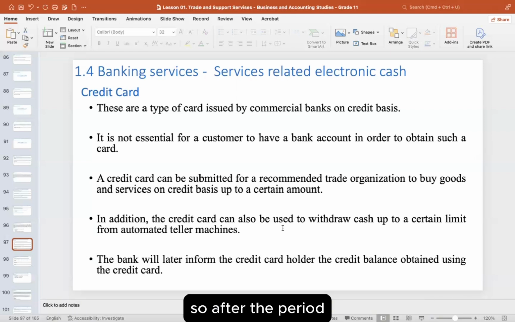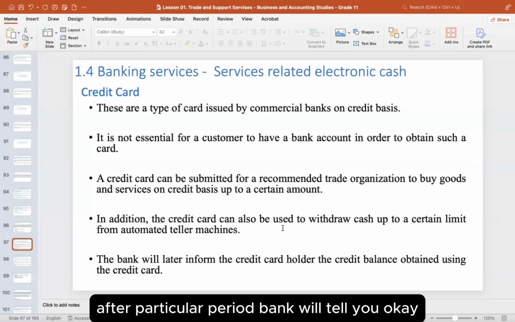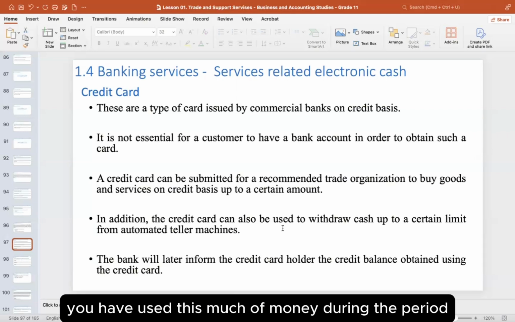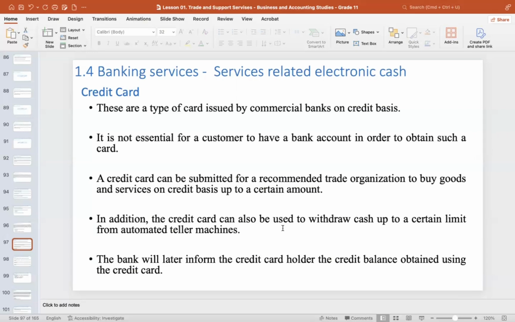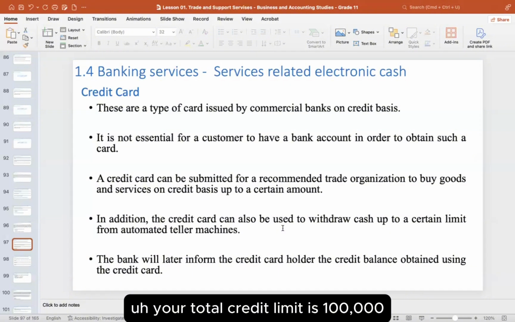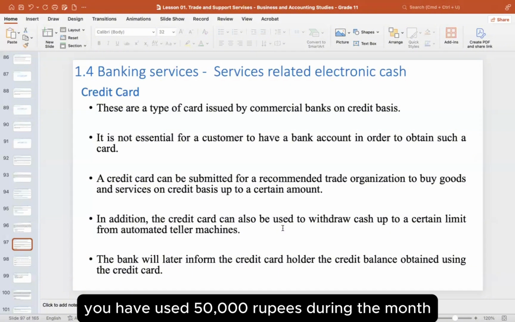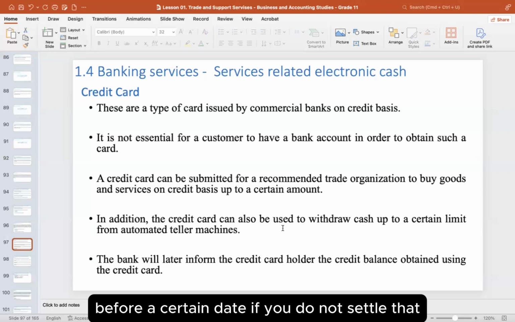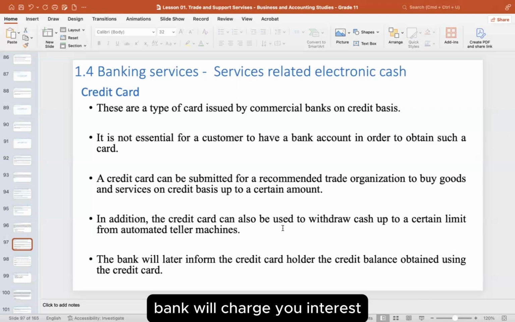After a particular period, the bank will tell you that you have used this much money during the period. Your total credit limit is 100,000. You have used 50,000 rupees during the month. So you have to settle 50,000 rupees before a certain date. If you do not settle that, the bank will charge you a very high interest.